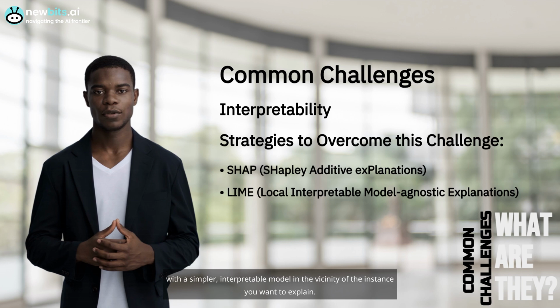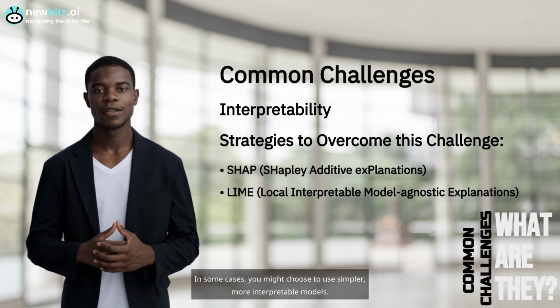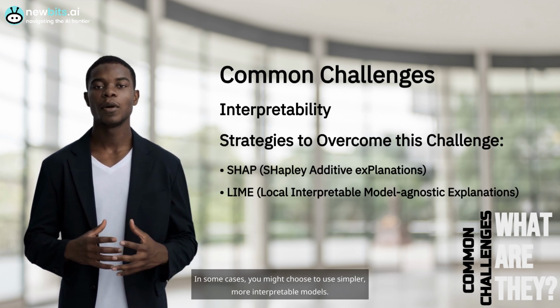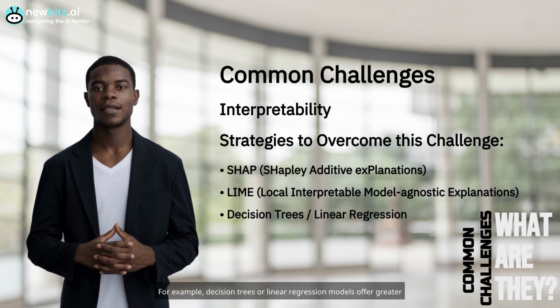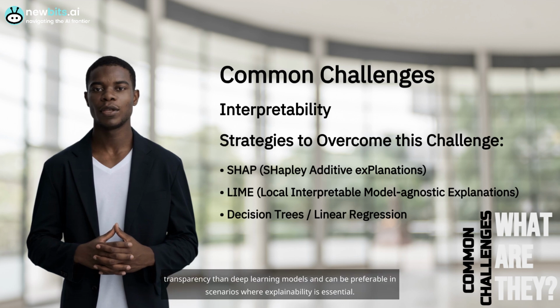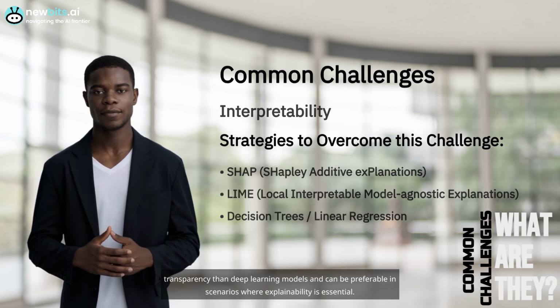approximating it with a simpler, interpretable model in the vicinity of the instance you want to explain. LIME essentially zooms in on a small part of the model's decision process to make it more understandable. In some cases, you might choose to use simpler, more interpretable models. For example, decision trees or linear regression models offer greater transparency than deep learning models and can be preferable in scenarios where explainability is essential.